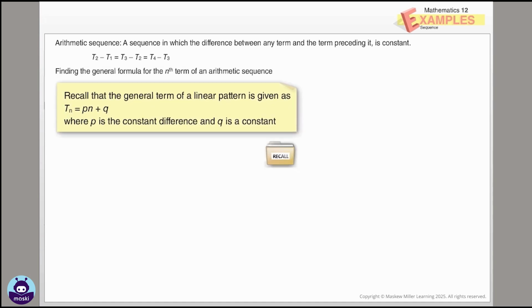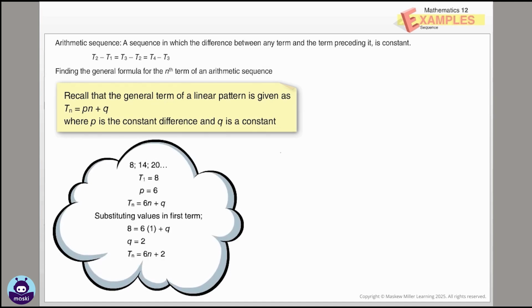Recall that the general term of a linear pattern is given as Tn equals Pn plus Q, where P is the constant difference and Q is a constant. In this case, even if we know the first term of the pattern and the common difference P, we need to perform a few calculations to first determine Q and then write down the general term of the pattern. We will learn a shorter method of finding the nth term of an arithmetic sequence when we know the first term and the common difference of a sequence.